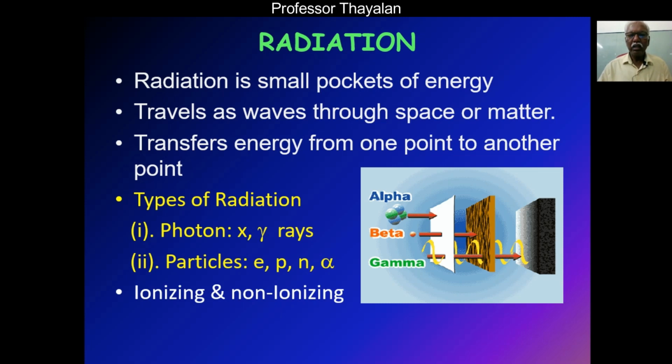Mostly, the particle radiation has less penetrating power and it can be easily stopped by even a paper. Whereas photon radiation can travel for a longer distance and has higher penetrating power. It passes through a few millimeters of metals. So radiation is further divided into ionizing radiation and non-ionizing radiation.